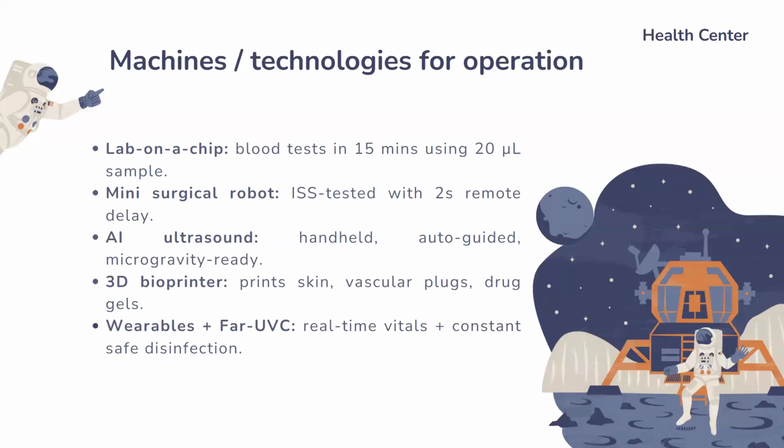Then comes the AI-guided ultrasound. It was already used on the ISS in the early 2000s under NASA's Advanced Diagnostic Ultrasound in Microgravity project. This device has proven that even a non-medical astronaut can be guided to capture high-quality scans, and it is vital for diagnosing internal bleeding, musculoskeletal injuries, and even cardiac irregularities.